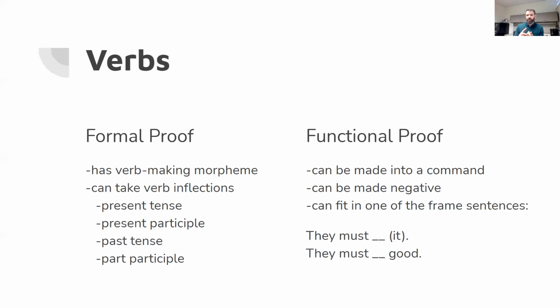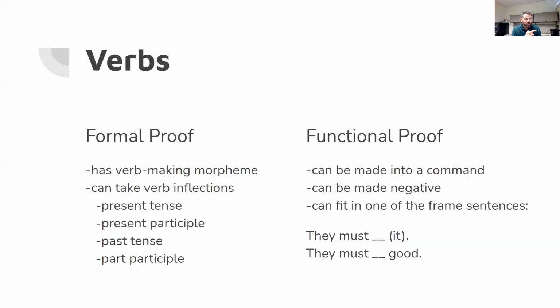So formal proofs: it has a verb-making morpheme. There are certain verb-making morphemes like ate, and then there are others where we add something to the end of something, like ize, I-Z-E, that's another verb-making morpheme. Realize, for example. It can take those four inflections that we talked about: present tense, present participle, past tense, past participle. It can be made into a command, or sometimes we call that imperative form, like freeze, okay, or stop. That's the command form. It can be made negative, so do not, or cannot, or will not. Those are all ways that we could negate it.